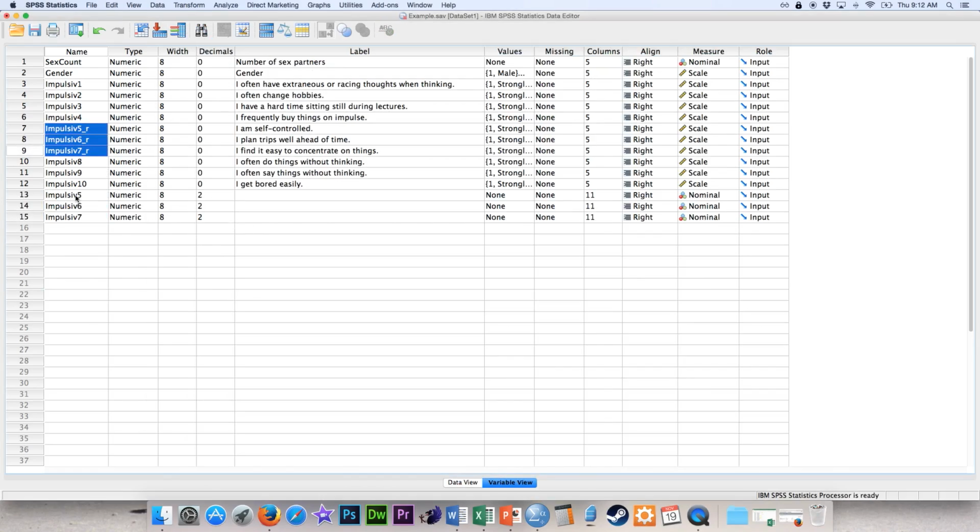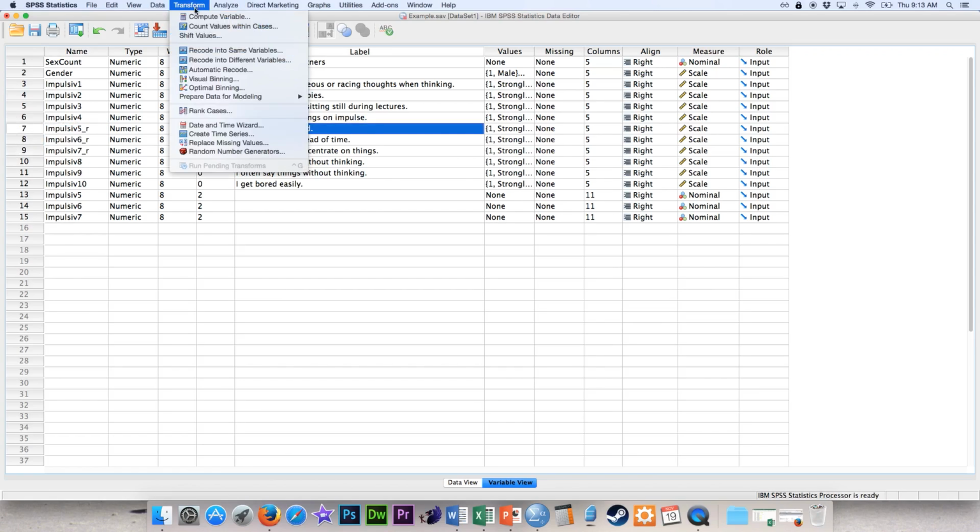So now that we have a version of each of these scale scores that's pointed in the right direction, with 5 meaning impulsive and low meaning not impulsive, we can go ahead and make an average score for impulsivity just by adding all these up and dividing by 10. Of course, we'll ignore these that ended in underscore R.